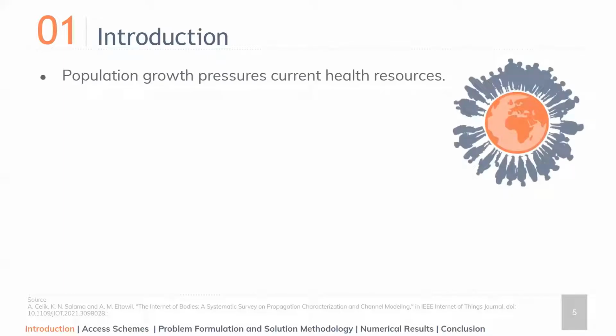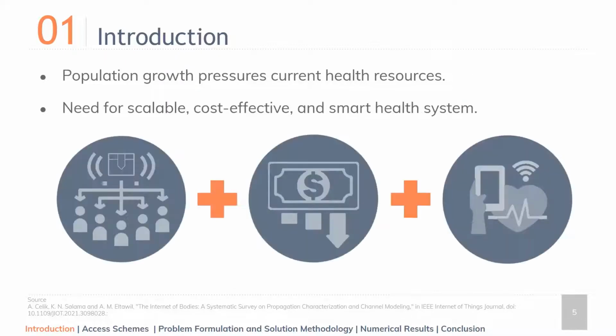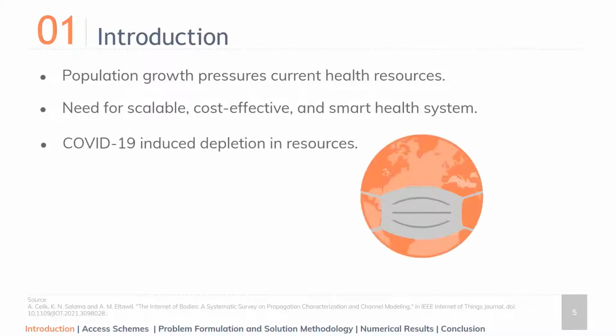Despite the maturity of the existing healthcare systems, in the near future, they will fail to address and accommodate everyone. This is due to the ever-growing human population, pressuring the current health resources. This necessitates the need for a scalable, cost-effective, smart healthcare system. Not to mention the recent global health crisis, COVID-19, which caused a depletion in resources, situating many healthcare centers on the brink of collapse. This stressed the need for transforming the infrastructure even more.